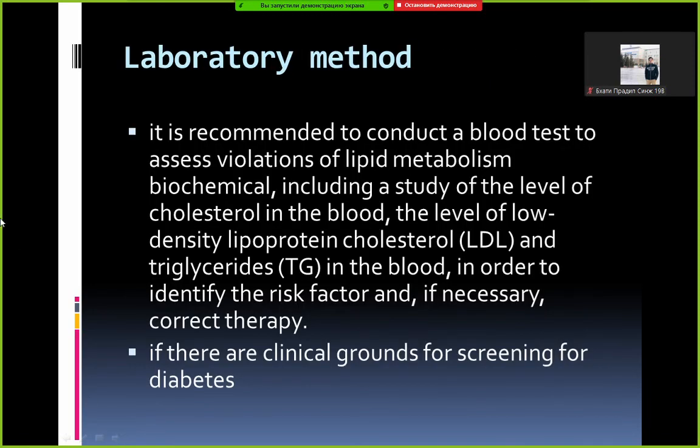Laboratory methods. It is recommended to conduct a blood test to assess the level of lipids, of cholesterol, including the level of total cholesterol and the level of low-density lipoprotein cholesterol and triglycerides in the blood, in order to identify the risk factor and, if necessary, correct the therapy. And if there are clinical grounds, we must screen for diabetes mellitus.